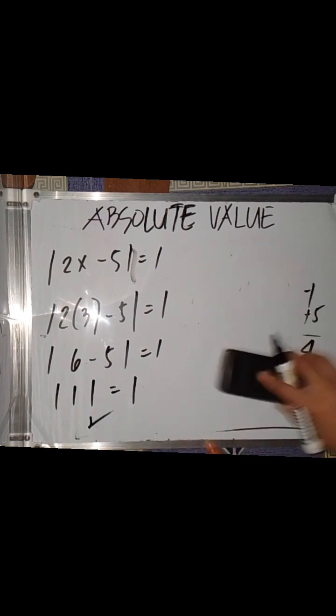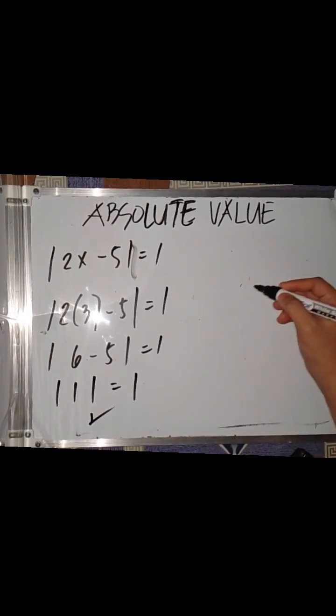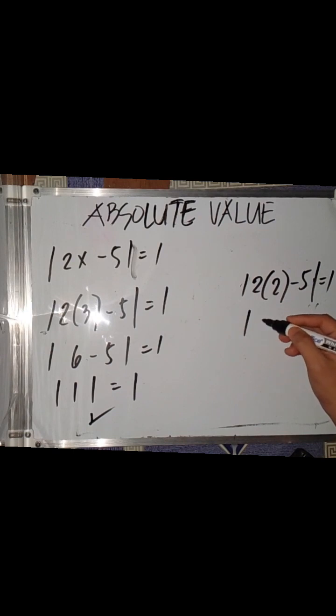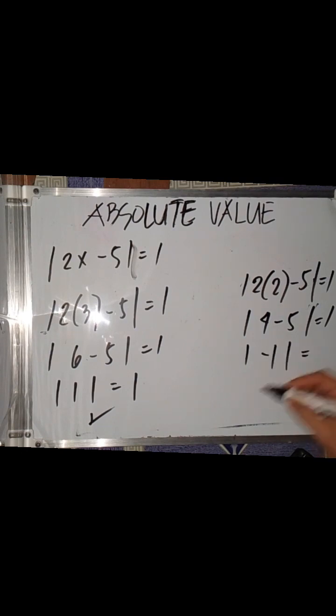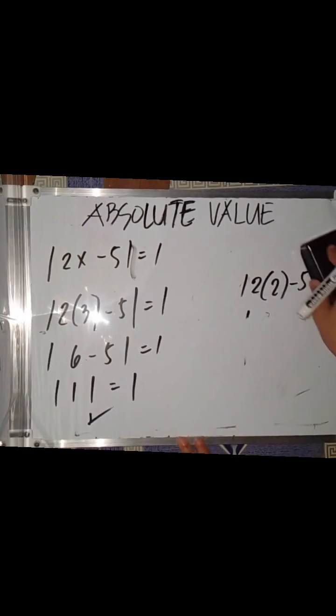Our other value of x is positive 2. Let's plug it in: the absolute value of 2 times 2 minus 5 is equal to 1. Let's solve for it. 2 times 2 is 4, minus 5 is equal to negative 1. So the absolute value of negative 1 is equal to positive 1. You can see here that our solutions are true. So that's how we check our values for x.